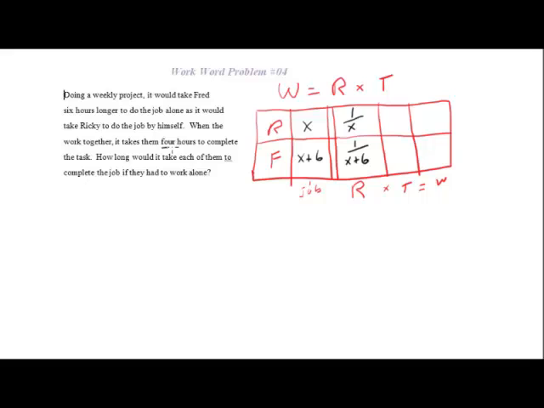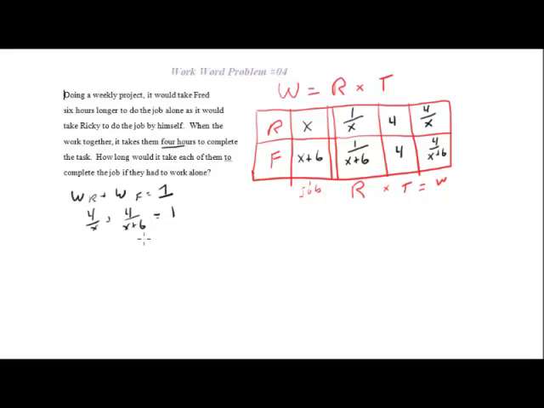Again, we know it takes them 4 hours to do the job together, so 4 is the time for each. Therefore, the rate times time for Ricky is 4 over x, and the rate times time for Fred is 4 over x plus 6. So our equation, when I take the work for Ricky plus the work for Fred to get the one job done, is 4 over x plus 4 over x plus 6 equals 1.